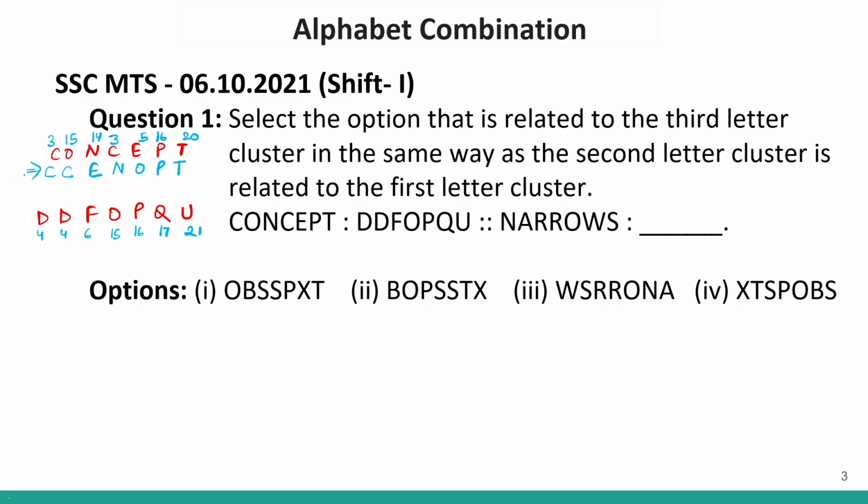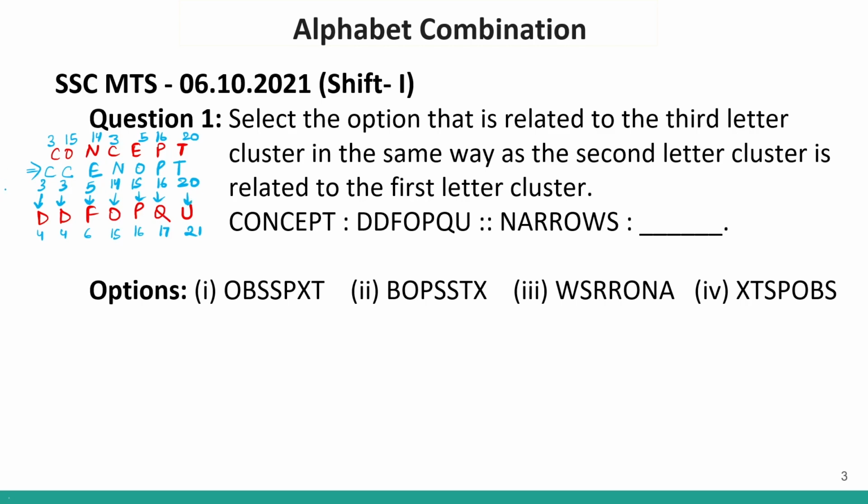What are the forward ranks? This is 3, this is 3. This is 5, this is 14, this is 15, this is 16 and this is 20. Right? This is 3, 3, 5, 14, 15, 16, 20. Now I can see this is +1, this is +1, this is also +1. Similarly, +1 for each alphabet.